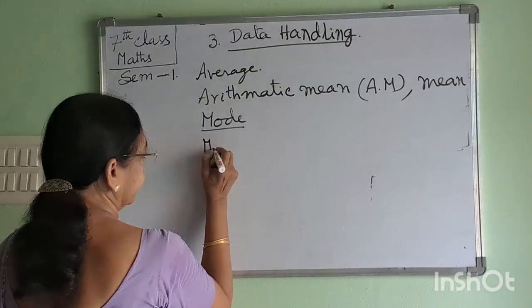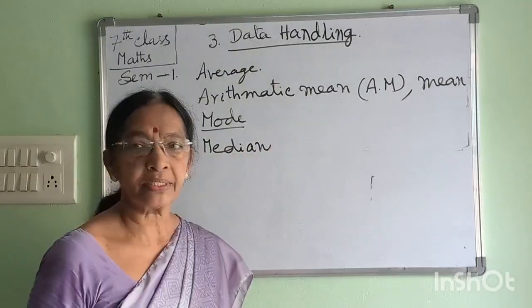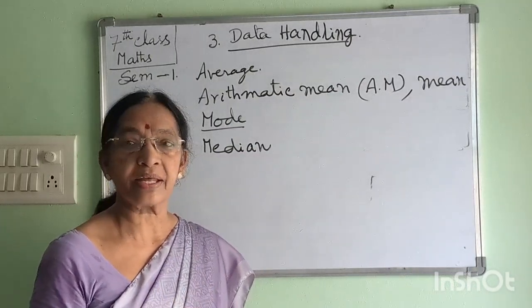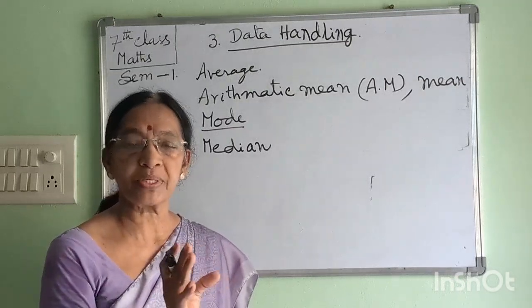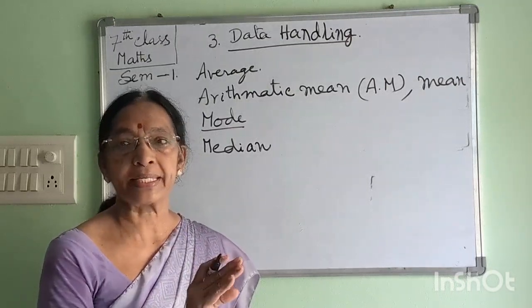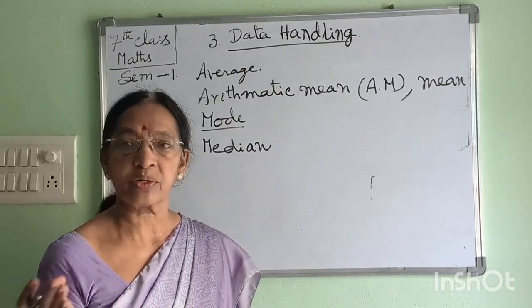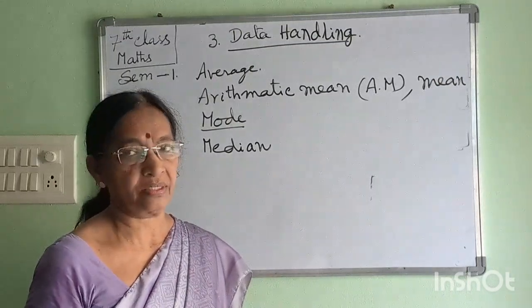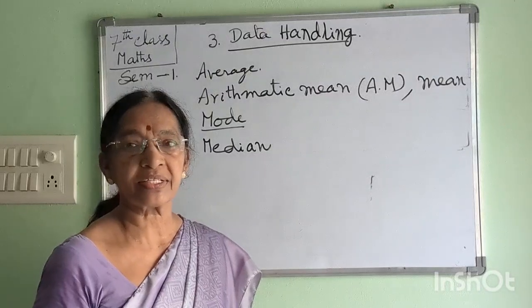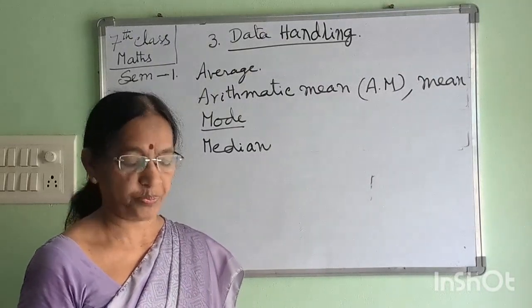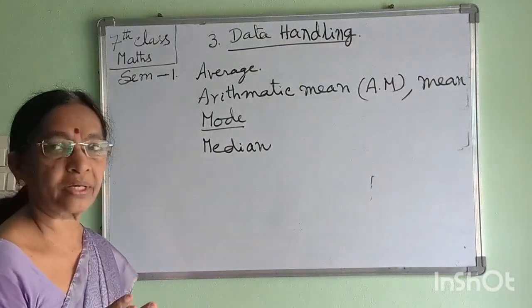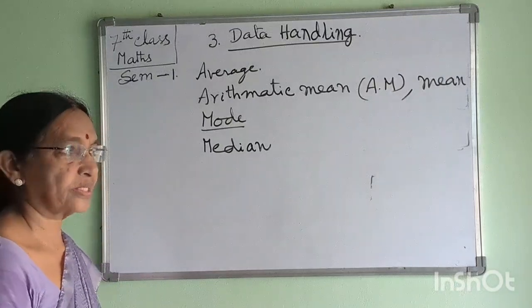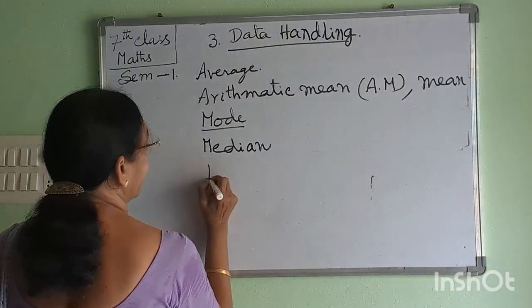Next, median. Median is also a form of representative value, and it divides the collection of data into two groups. The values in one group are greater than the median, and the values in the other group are less than the median. It is the value which lies exactly in the middle. So next, bar graphs.